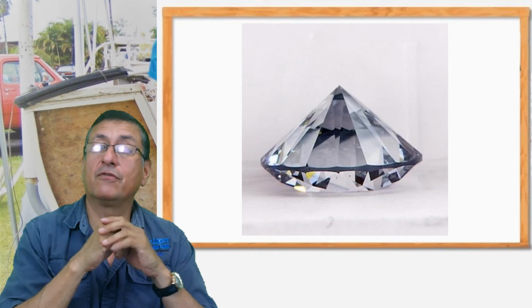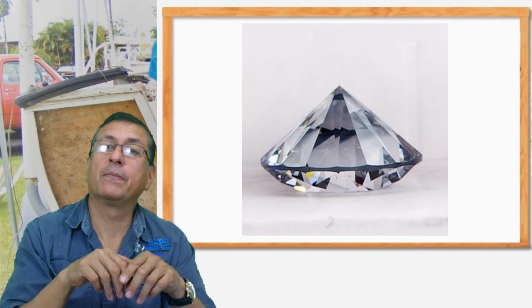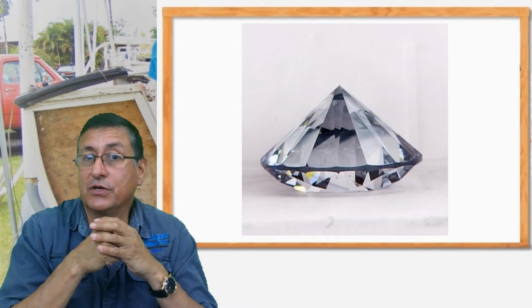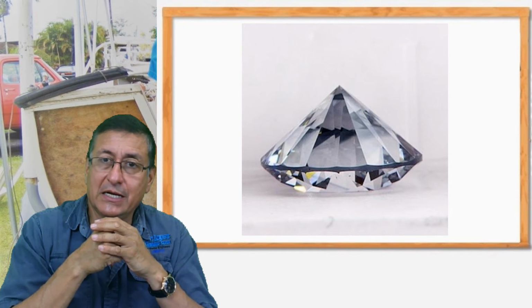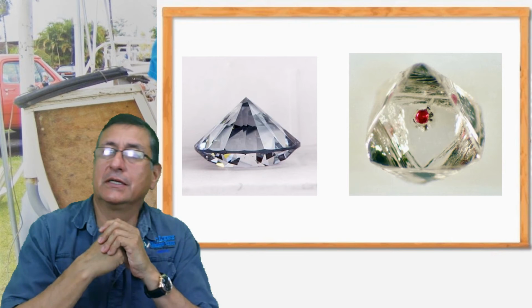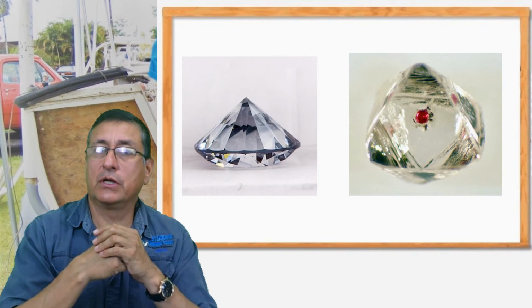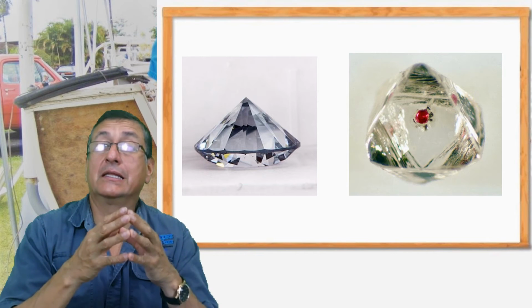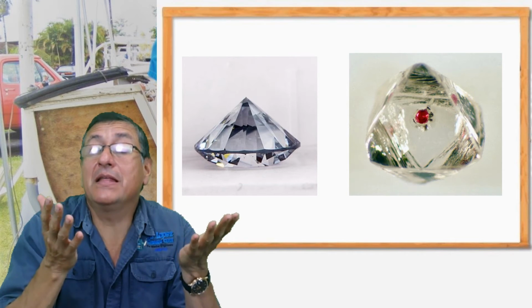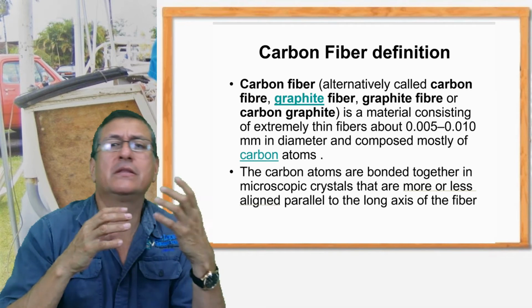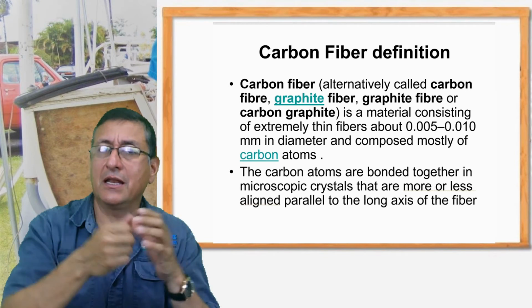Remember that synthetic diamonds produced in the laboratory have a blue appearance. They're hard, but the appearance is a little different from the natural diamond, which is completely transparent, completely clear. Depending on how the atoms are organized, you have completely different structures with the same element, carbon.